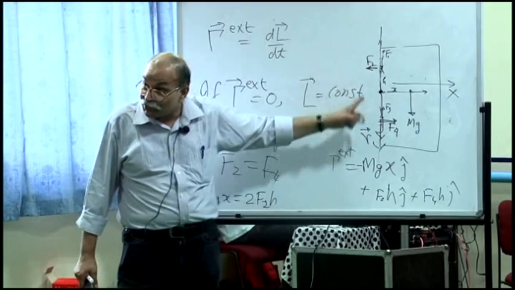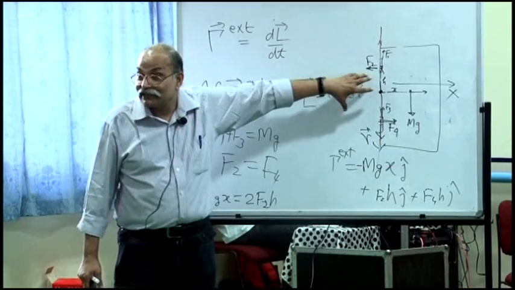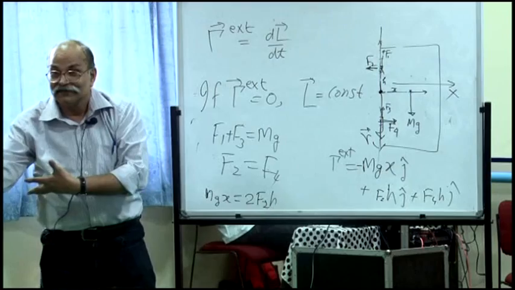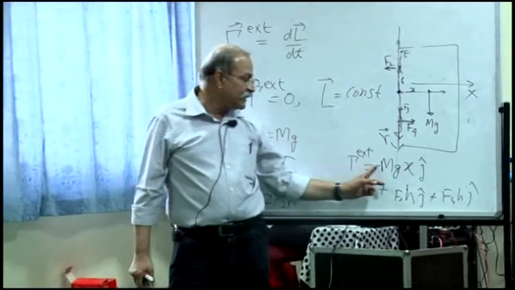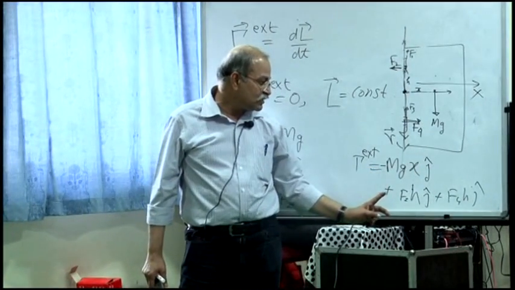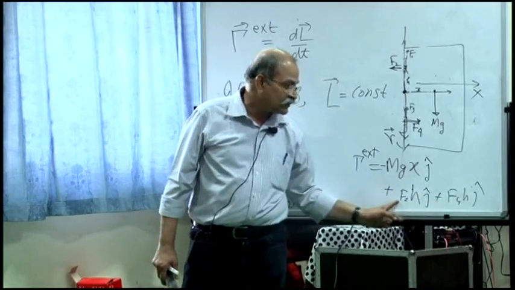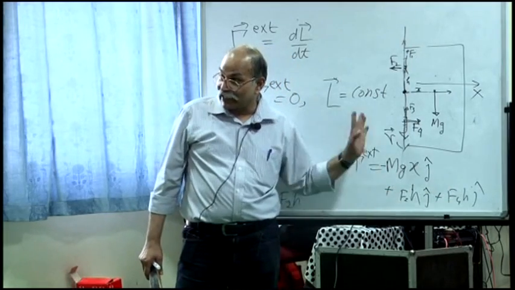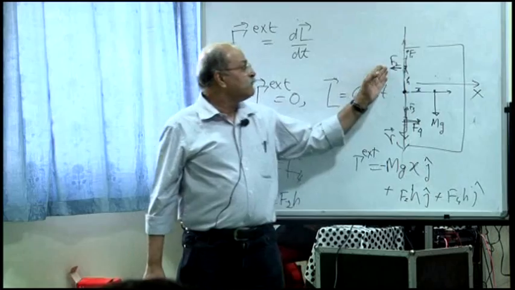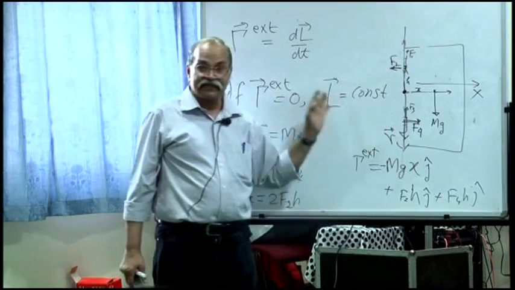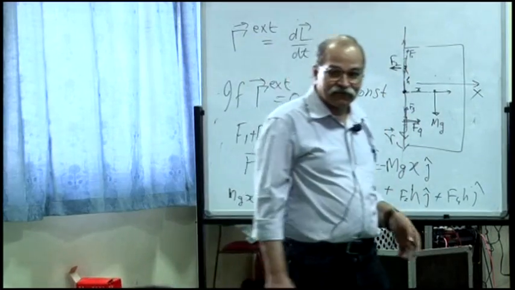So all these things are determined, and that determines what is F2 and what is F4. And the direction has to be this way. Don't invert the direction, otherwise torque will add. Here you see the torque is in minus y direction for mg and plus y direction for these F2 and F4. So it can be balanced. If you put F2 in this direction and F4 in this direction, you will be lost.